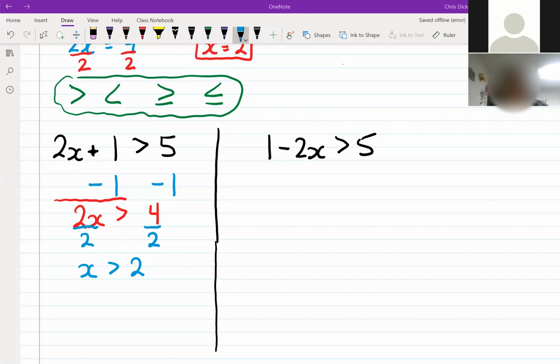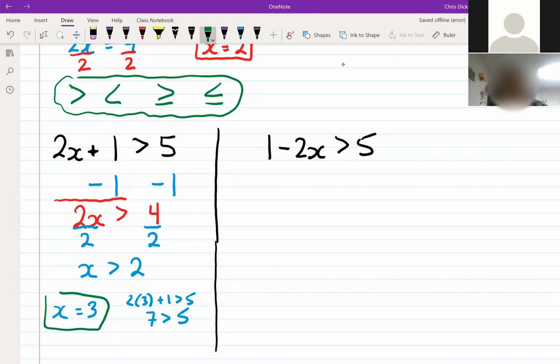So if I pick any number bigger than 2, the statement should be true. I don't want to put 2 in because 2 is not bigger than 2. But let's say I put 3 in. You could do 4 or 5. Then I would get 2 times 3 plus 1. Is that bigger than 5? Well, 2 times 3 is 6, plus 1 is 7. And 7 is bigger than 5. So it seems like at least on this level that this is true.